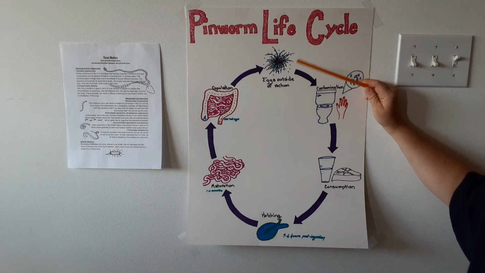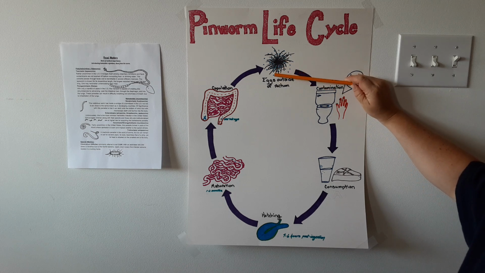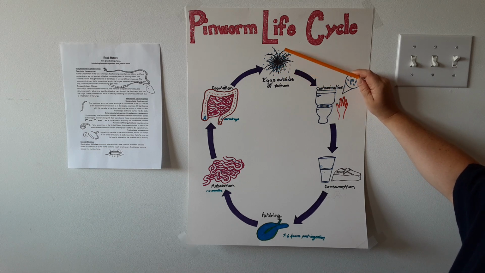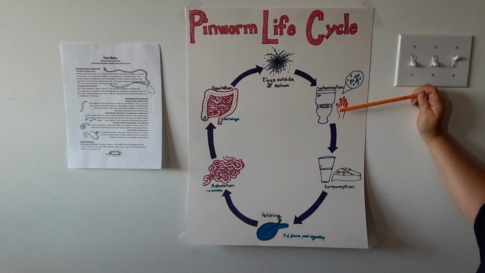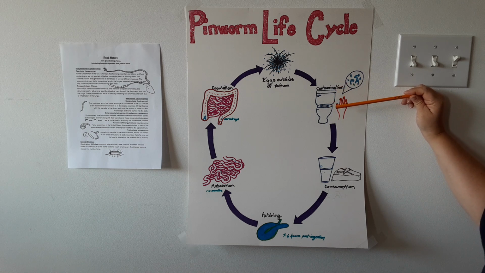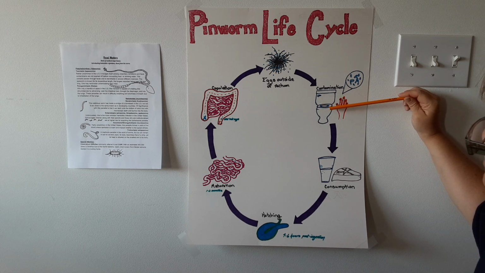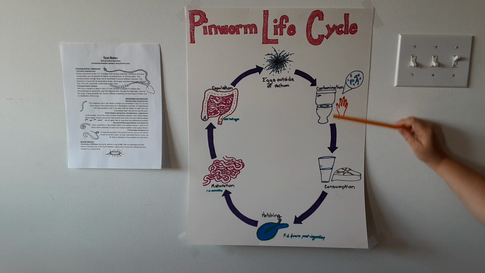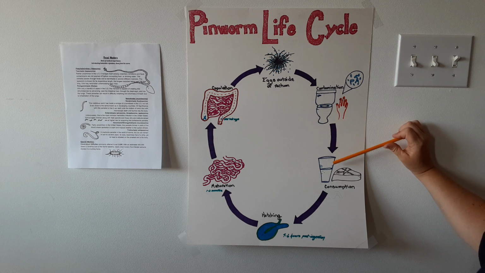So here, you can see that there are these little blue dots, and those are supposed to resemble the eggs outside of the rectum. And then over here, it's a picture of a toilet and hand, because when you scratch or when you wipe or don't wash your hands, they can get stuck under your fingernails or in the grooves of your fingers or on the toilet seat. And then next, you go to eating it.